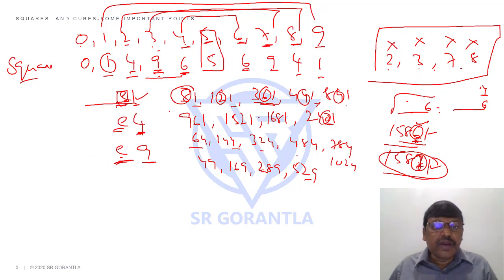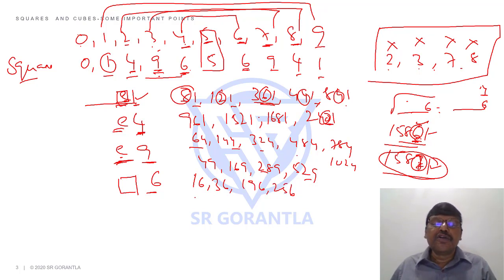Students, one more thing. What about 6? Is a perfect square that is ending with 6 even? Can you tell me squares that are ending with 6? 16, 36, 196, 256, 576. What do you observe, please? Tens place 1, 3, 9, 5, 7. So it is basically odd. If a square is ending with 6, the tens place should be odd.